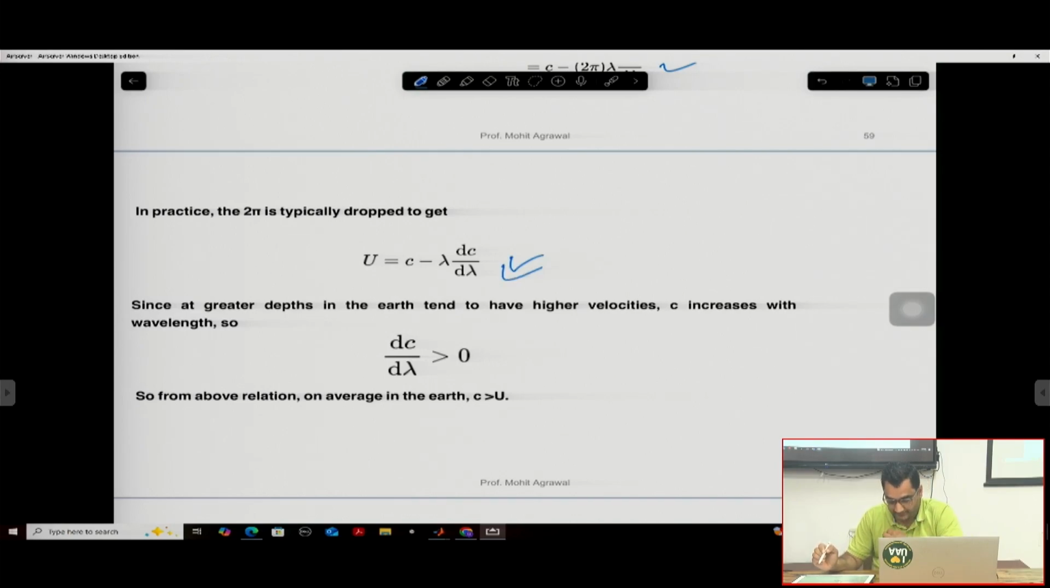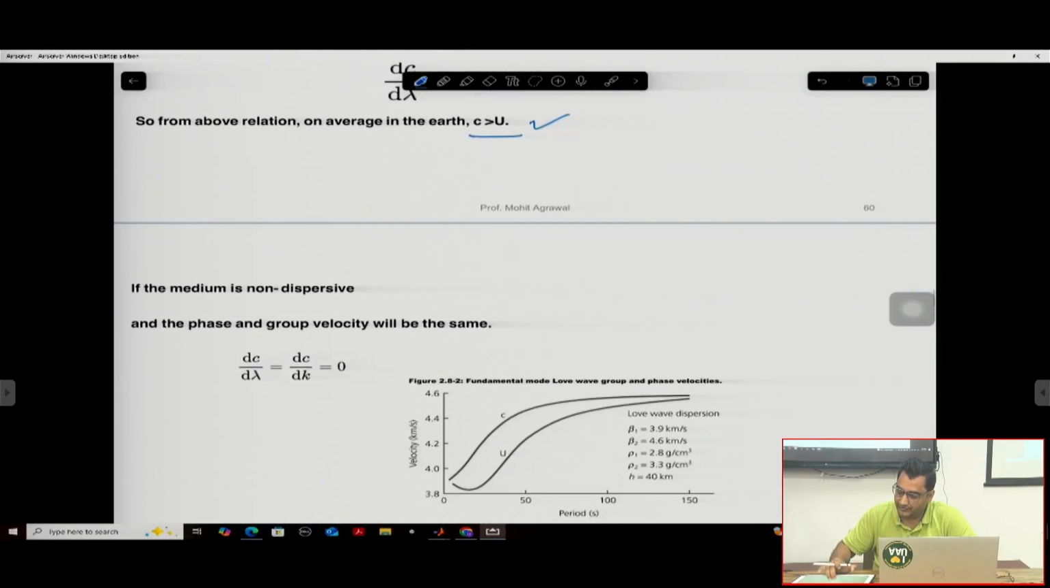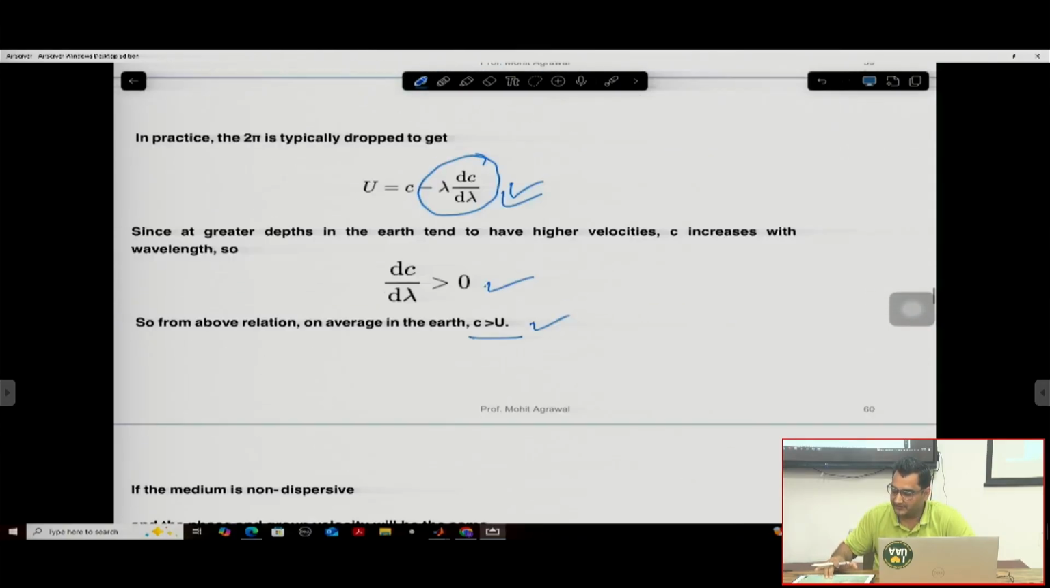So at greater depth the earth tends to have higher velocities. As you go deeper the velocities become higher, so c basically increases with lambda. As I told you, as you go deeper the velocity is higher, and higher wavelengths penetrate deeper. So dc by d lambda will always be greater than 0. From the above relationship, if this is greater than 0, then u should be less than c, right? So here it is, this is what is written. Now if you talk about a non-dispersive medium, what will happen in the non-dispersive medium?